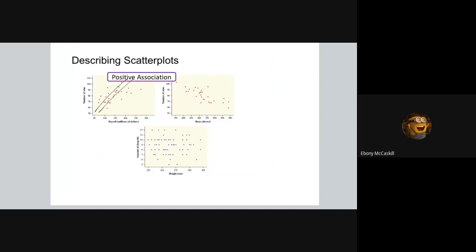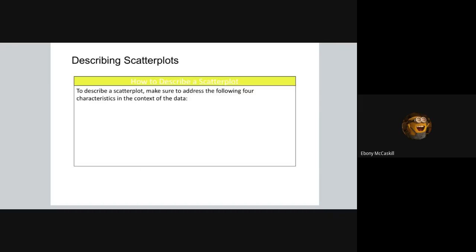Now let's look at the relationship between runs allowed and the number of wins. Is it a positive relationship, a negative relationship, or no relationship? Negative. Yes. And then the next one, the relationship between height and sleep. Okay, positive, negative, or none? None. Okay, awesome. Let's keep it going.